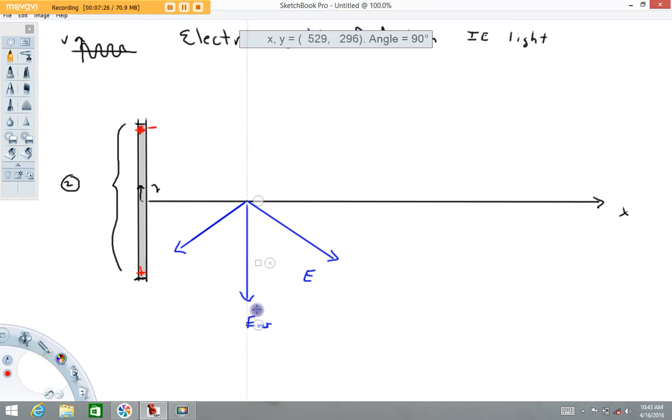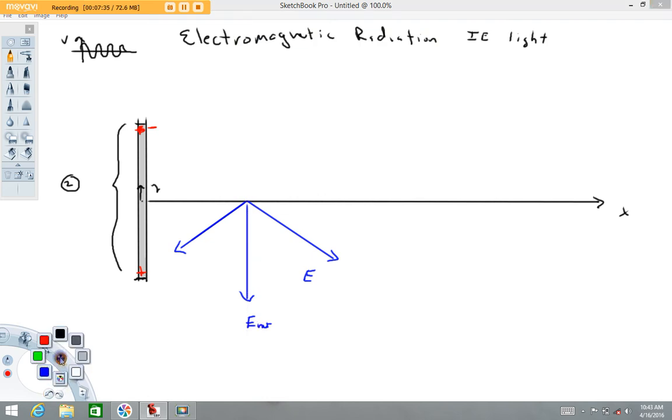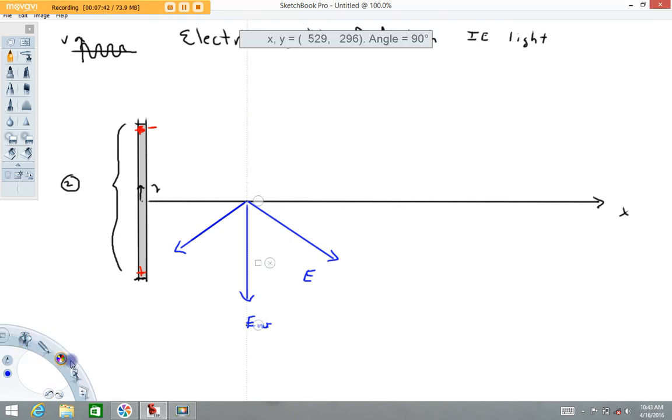I'm not going to draw all four now. I'm just going to draw this one. This electric field vector is going to just reverse direction. Whoops. Not what I wanted there. Blue. There we go. Whoops. One more try. There we go.